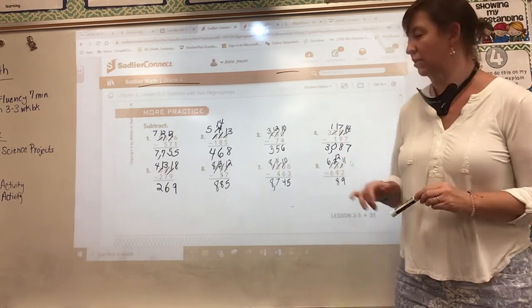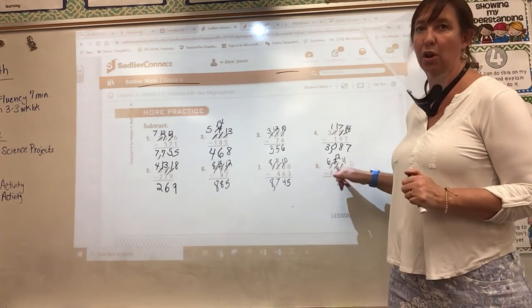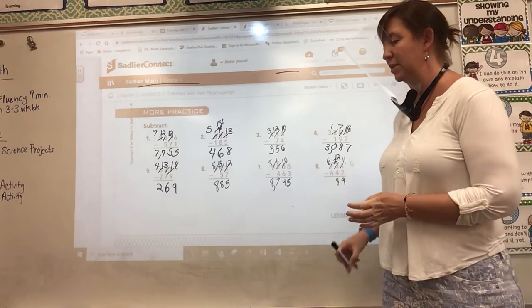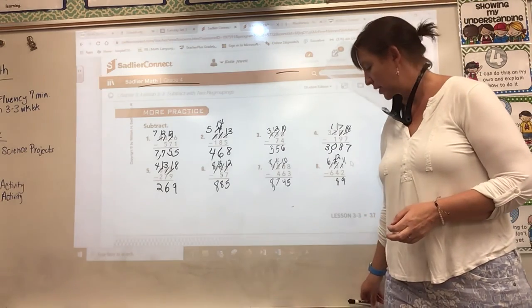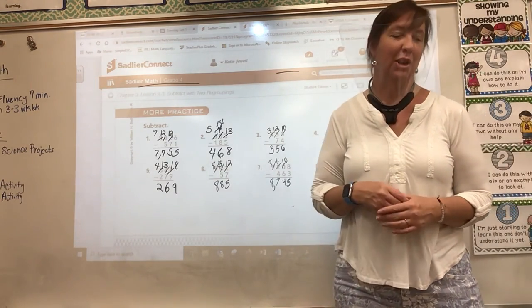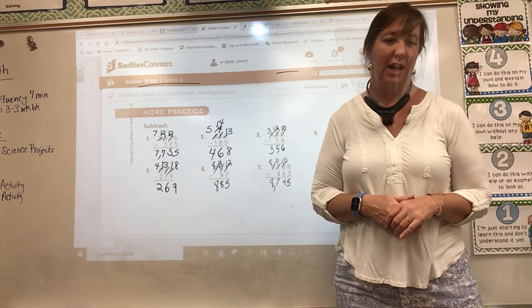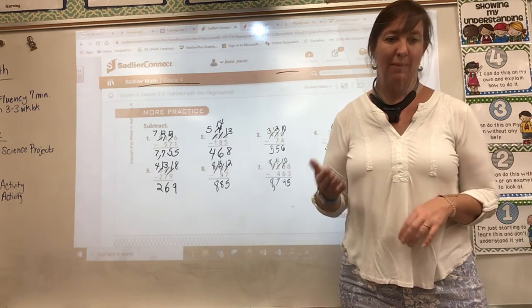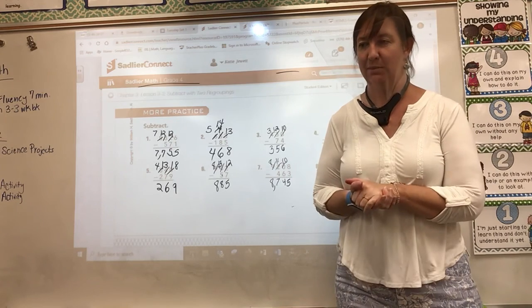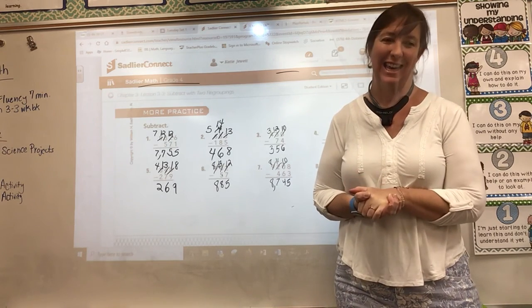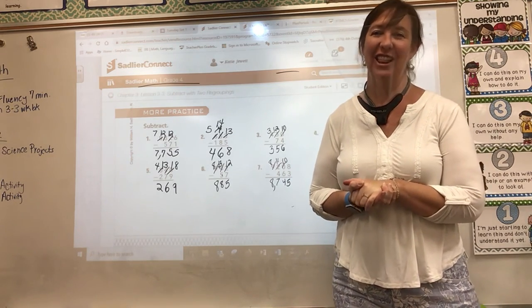So be careful that you don't go and try to borrow from the first number. Go one place value at a time to borrow and regroup. Okay, I'm going to give you some time to start your homework. Your homework is 3-2, which is the back page. There's 11 problems. Before anyone does anything, I want to look at number 11 with you.